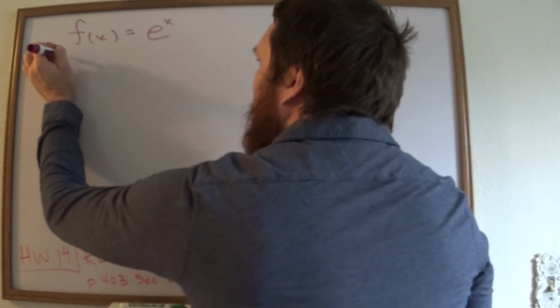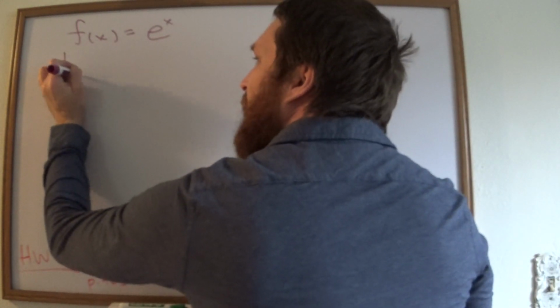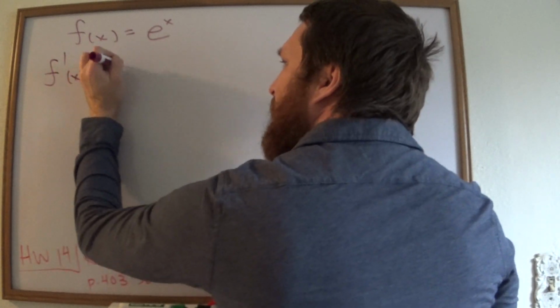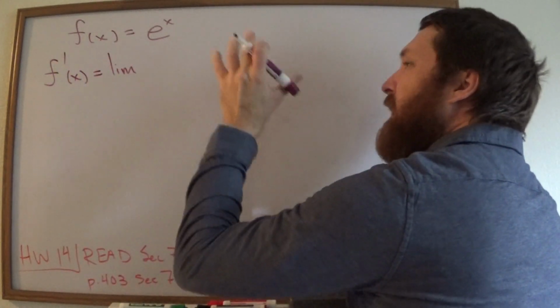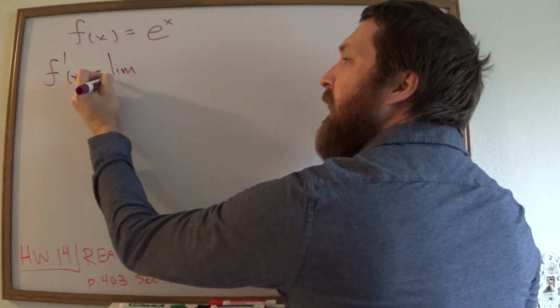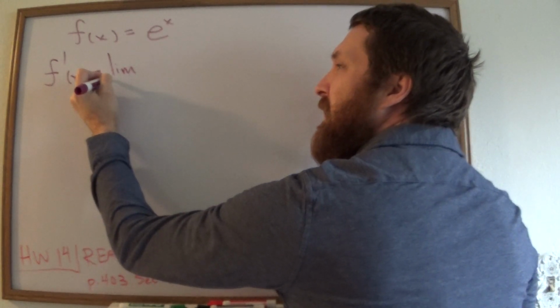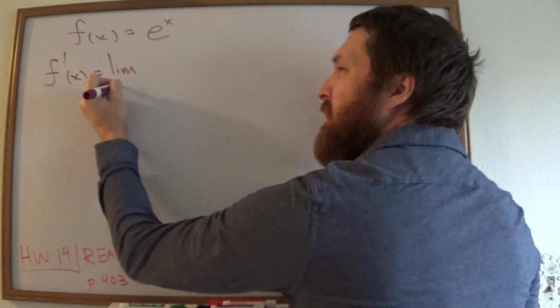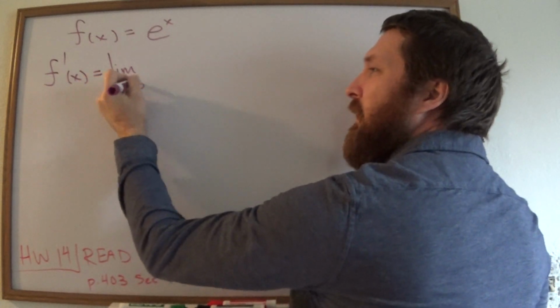And I'm about to show you. So let's take the derivative of f of x. By definition, that's the limit as what? The limit as, how about h? H goes to 0.